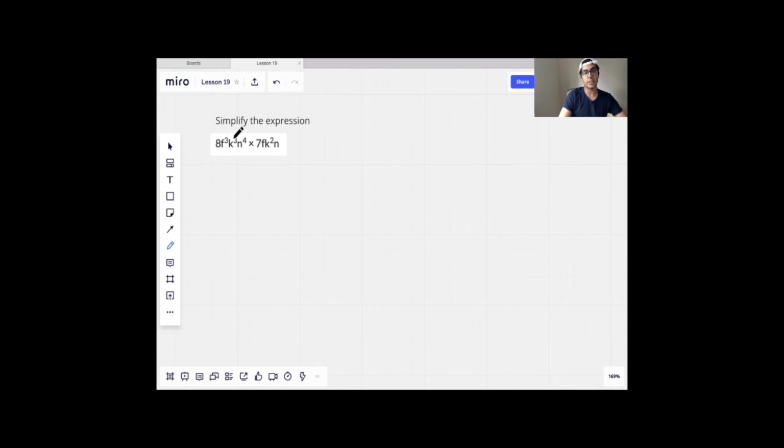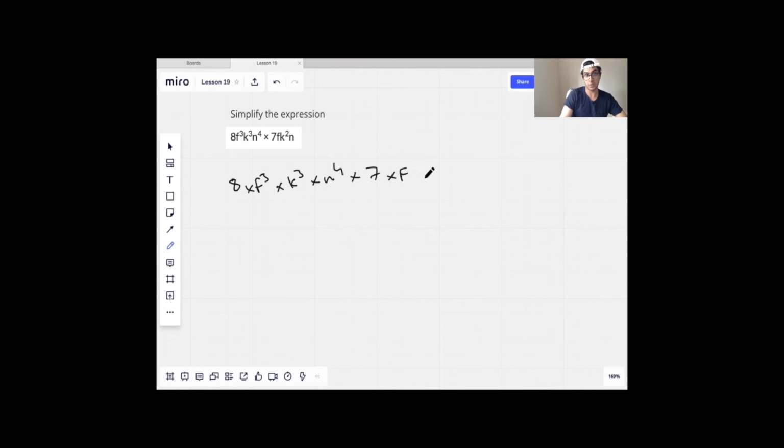So it's asking us to simplify the expression 8f cubed k cubed n cubed times 7f k squared n. Okay, let's break this down. The first thing here means 8 times f cubed times k cubed times n cubed times 7 times f times k squared times n.